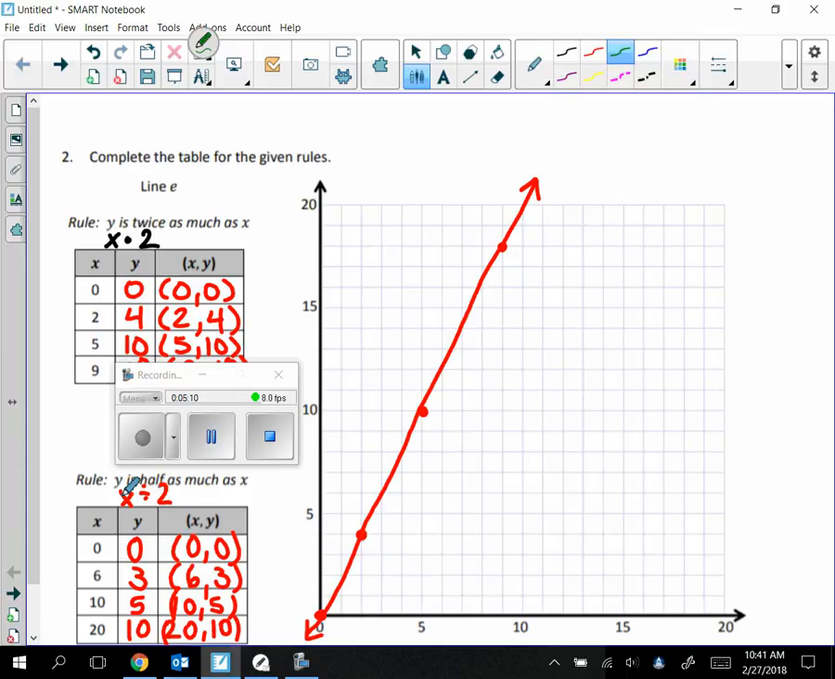So, oh, I didn't put that line. Line E. And then I'm going to do line, let's see, now I've covered it, F. Okay, so I've got 0, 0 again, 6, 3, 10, 5, 20, 10.